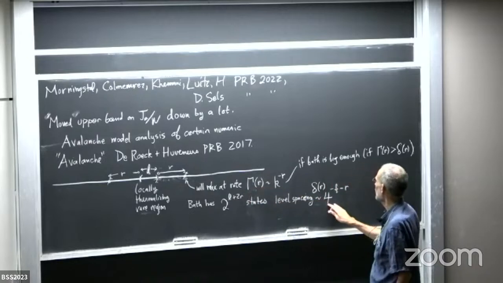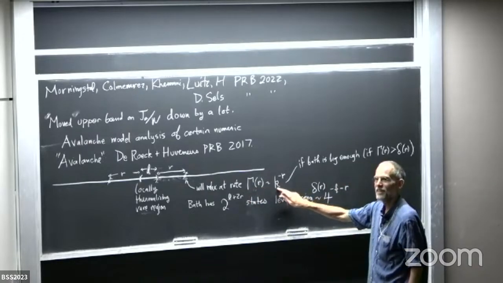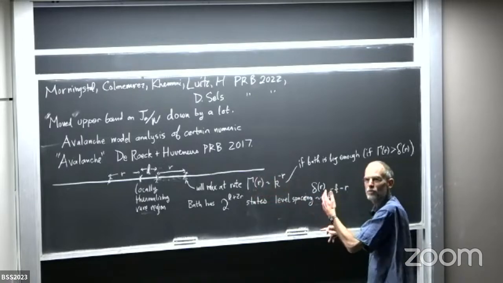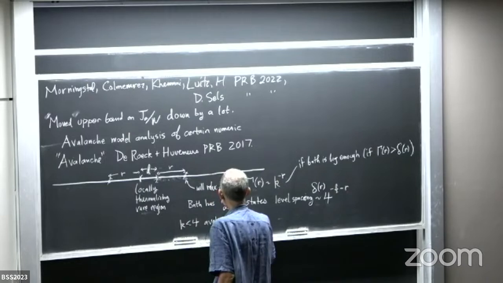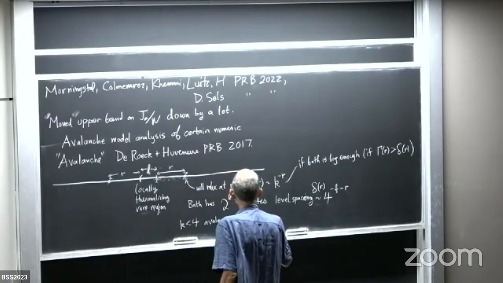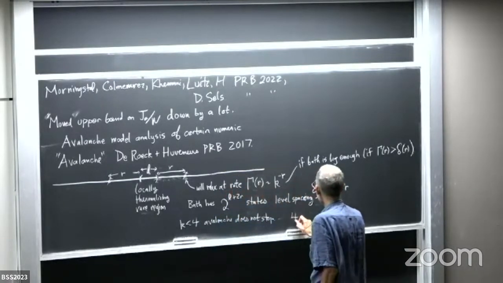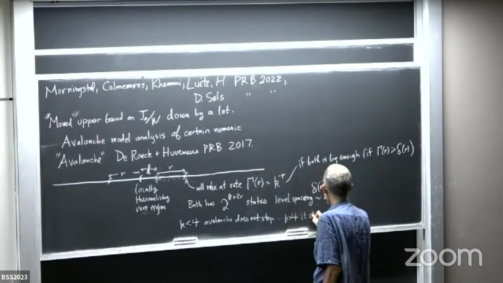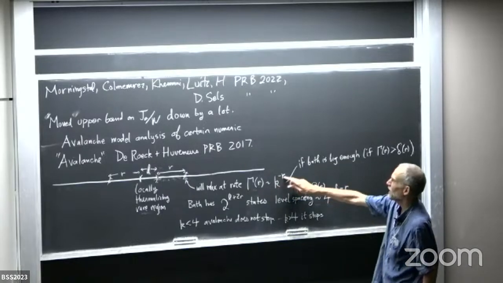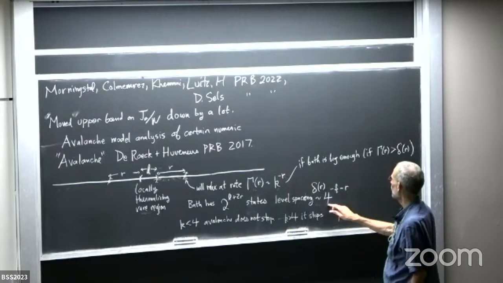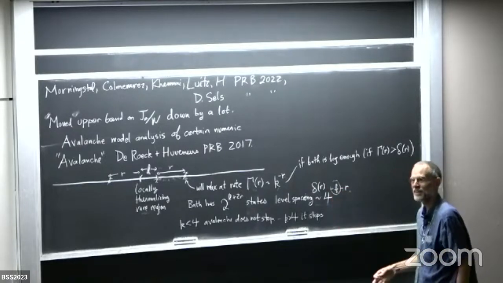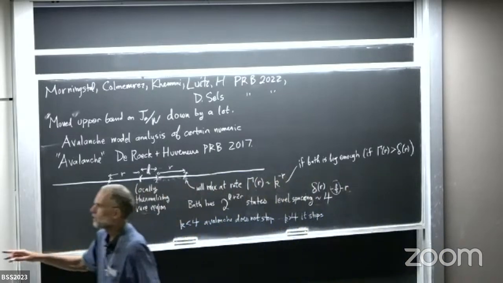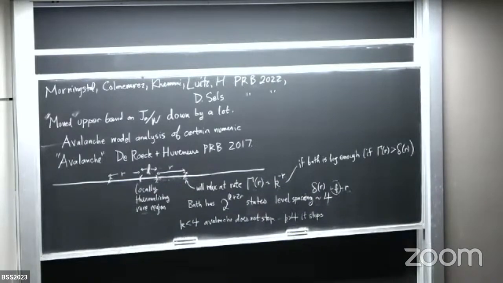Now, if this is initially, and K is less than four, it'll just always be bigger than this and the avalanche will never stop. So K less than four, the avalanche does not stop. And for K greater than four, it stops eventually, because the factor of K to the minus R beats four to the minus R. These are two exponentials, and the faster one eventually becomes smaller. So here we've got K bigger than four, here we've got K less.